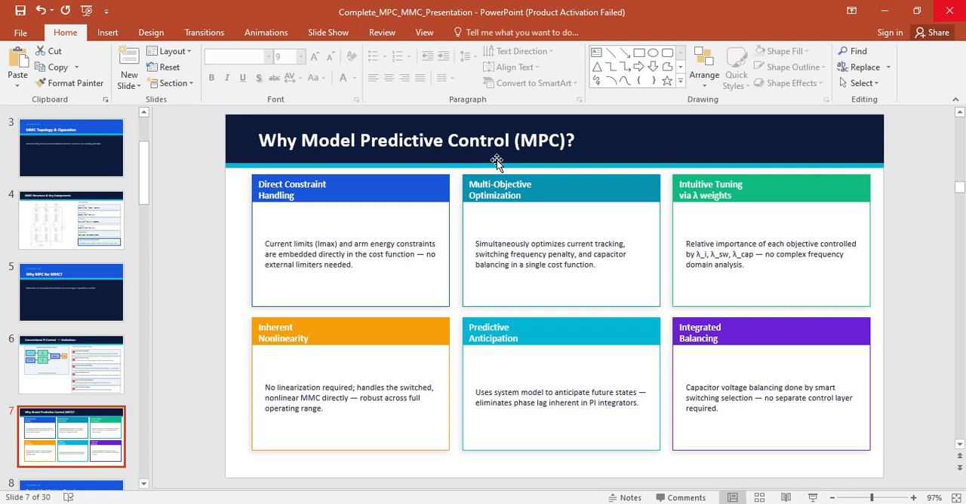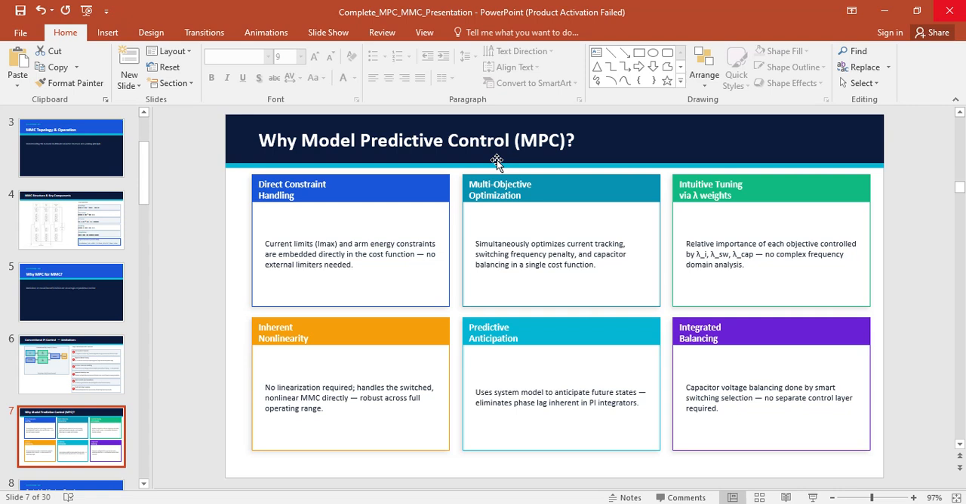Multi-objective optimization. Simultaneously optimize the current tracking, right? Switching frequency penalty and the capacitor balancing in a single cost function. So in a single cost function, your objectives are multiple: you track the current, you have a switching frequency penalty, and you have capacitor balancing, right? You have a lambda I, lambda SW, and lambda capacitor. So there are basically three lambdas, which are weights, right? No complex frequency domain analysis. Yeah, this is one of the advantages.